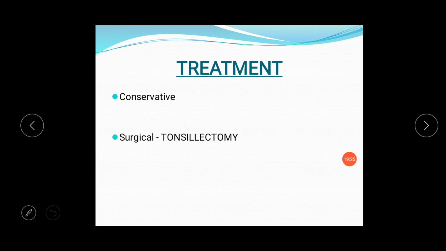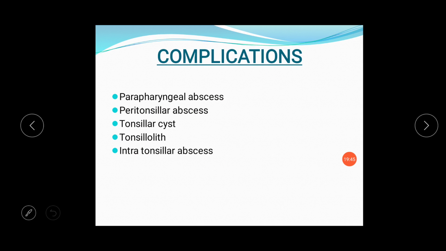Treatment is mainly conservative, and surgical if the patient has repeated episodes of tonsillitis or the tonsils are so enlarged that they cause difficulty in speaking, deglutition and respiration. Tonsillectomy should be considered. Complications are parapharyngeal abscess, peritonsillar abscess, tonsillar cyst, tonsillolith and intratonsillar abscess.